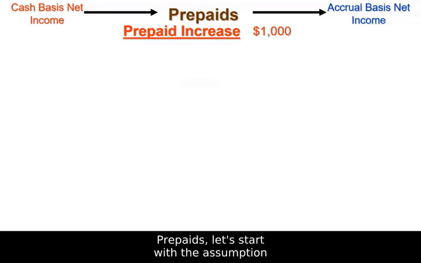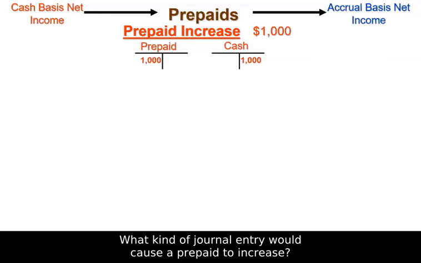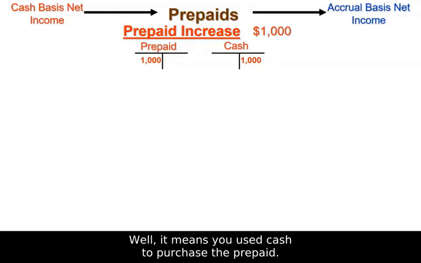Prepaids. Let's start with the assumption that our prepaid increased $1,000. In this case, the prepaid could be supplies or any other kind of prepaid asset. Here, I'll just call it a prepaid. What kind of journal entry would cause a prepaid to increase? Well, it means you used cash to purchase the prepaid.